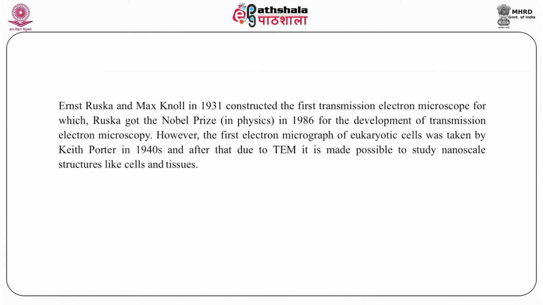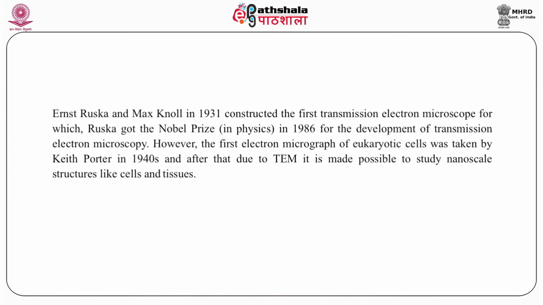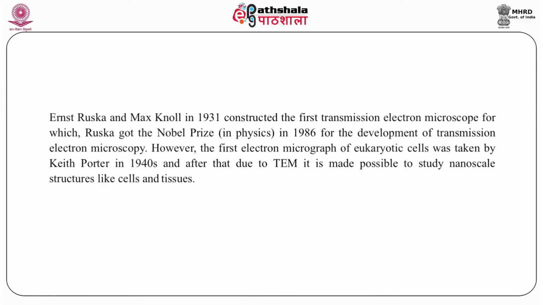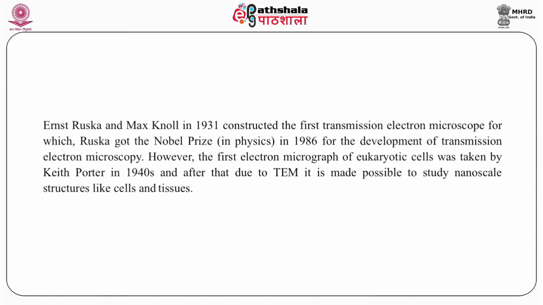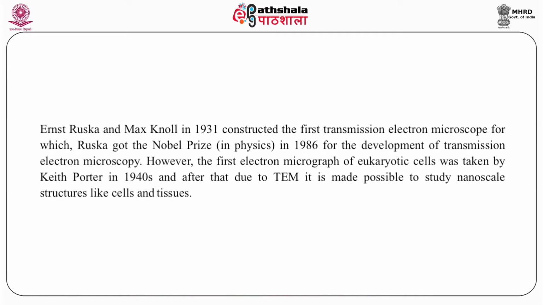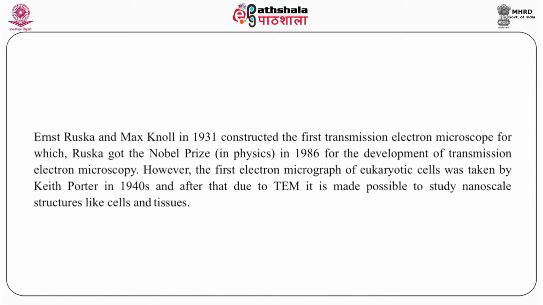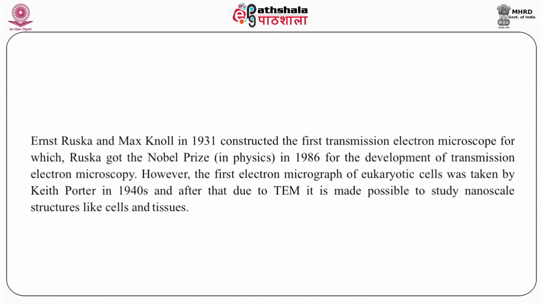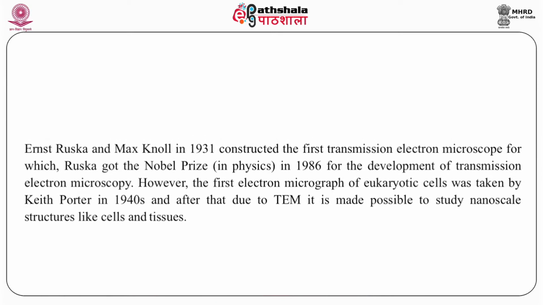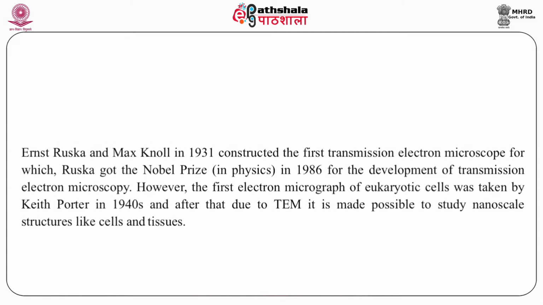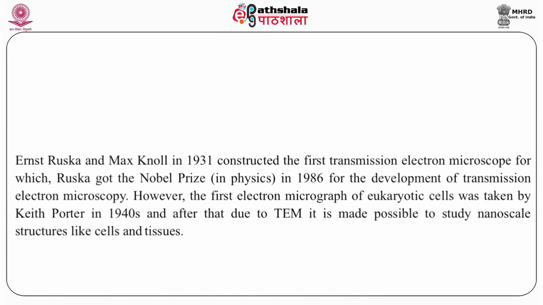When we talk about the electron microscope, it is important to remember Ruska and Max Knoll, who were the first people to construct the first electron microscope in 1931. Ruska got the Nobel Prize in Physics in 1986 for the development of transmission electron microscopy. This is one of the landmarks in electron microscopy. However, the first electron microscope study of eukaryotic cells was done in 1940, after so many years. After that, TEM made it possible to study nanoscale structures, nanomaterials, cells and tissues.